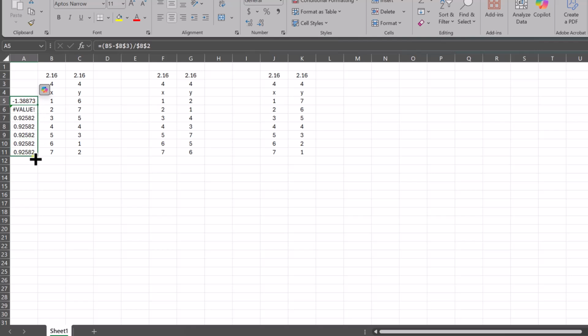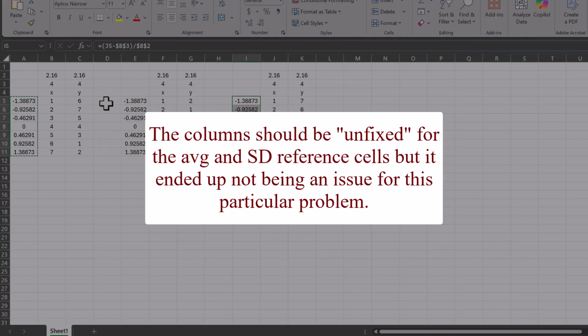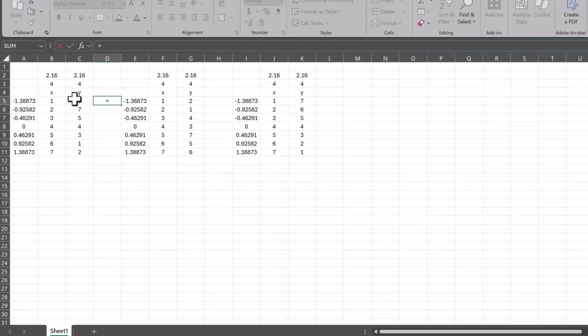Okay, now copy. All right, now do the same thing here. You've got the data point minus the average divided by the standard deviation.